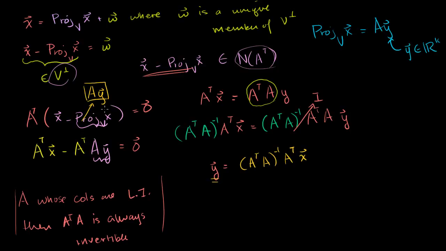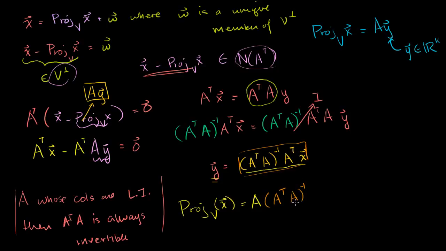So now we can define our projection of x onto V as a matrix vector product. We can write the projection onto V of our vector x is equal to A times y, and y is just equal to that thing right there. So A times A transpose A inverse, which always exists because A has linearly independent columns, times A transpose times x. And this long convoluted thing is just some matrix, some matrix which always exists for any subspace that has some basis. So we've just been able to express the projection of x onto a subspace as a matrix vector product.